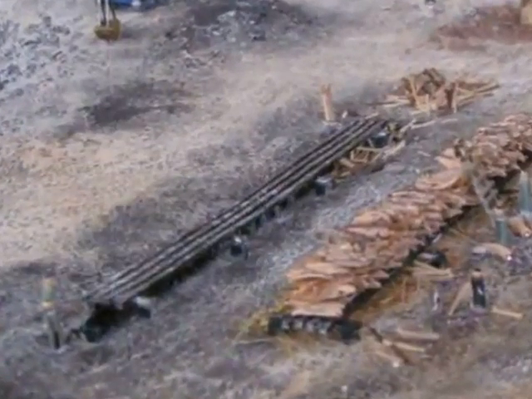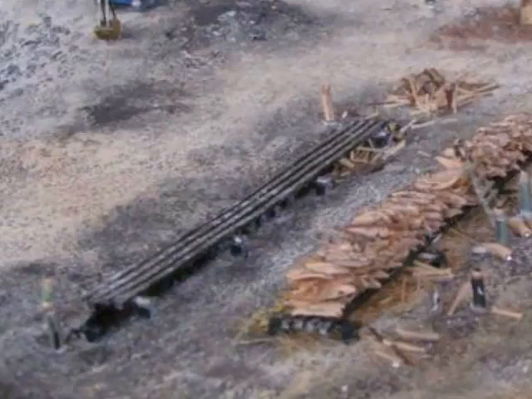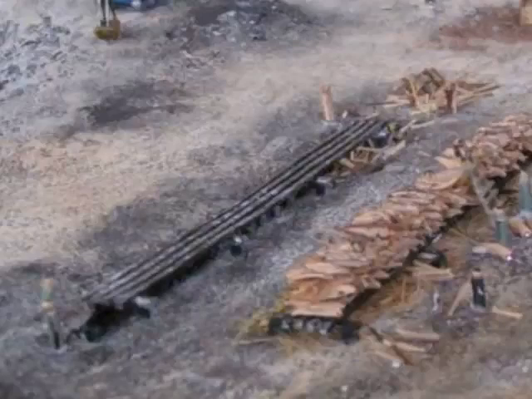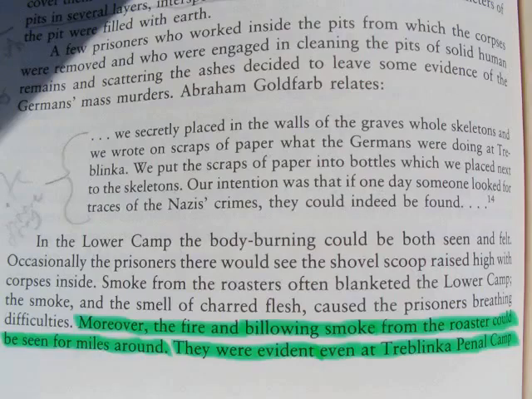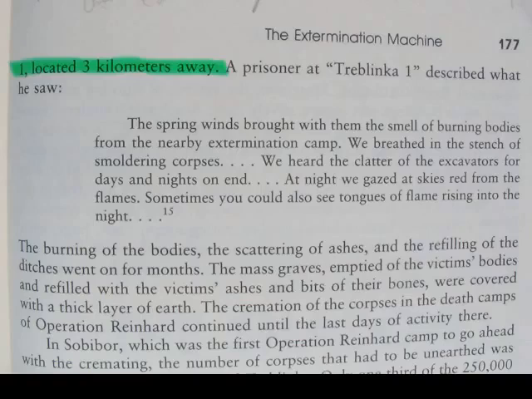It's because the storytellers were not familiar with building outdoor fires. Thus, in the Peters model and Laponder model of Treblinka seen here, and in the descriptions in Hilberg and Arad, we find that there was no wall. Consider this when looking at the following text in Arad on page 176. Moreover, the fire and billowing smoke from the roaster could be seen for miles around. They were evident even at Treblinka Penal Camp 1, located 3 kilometers away.